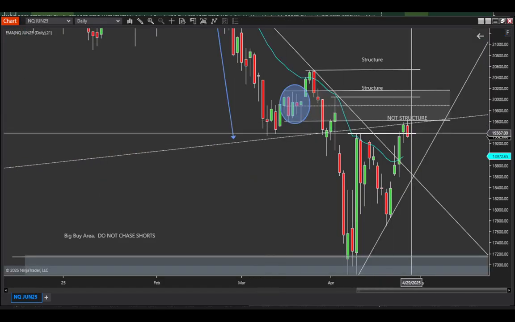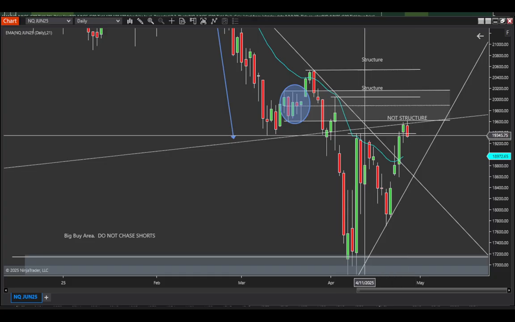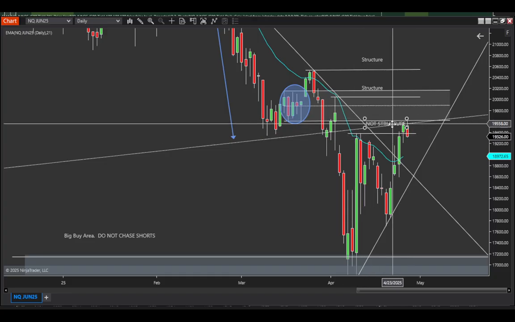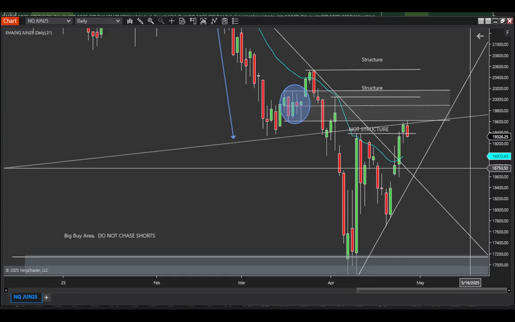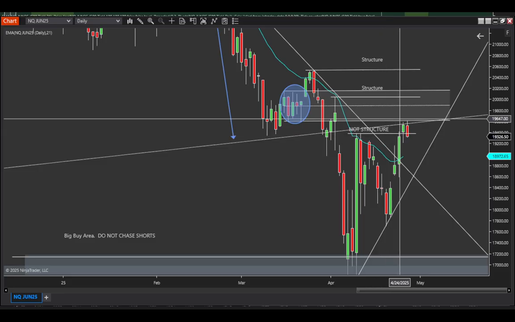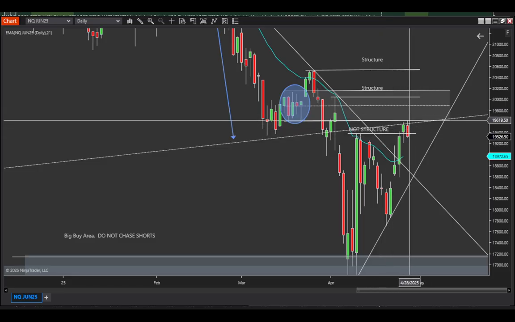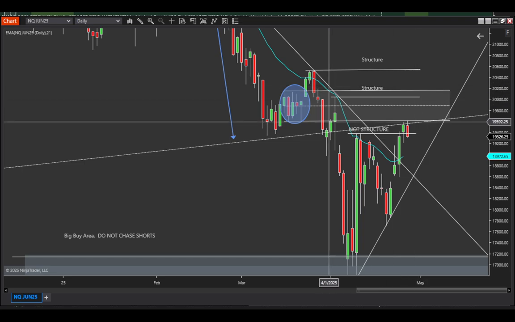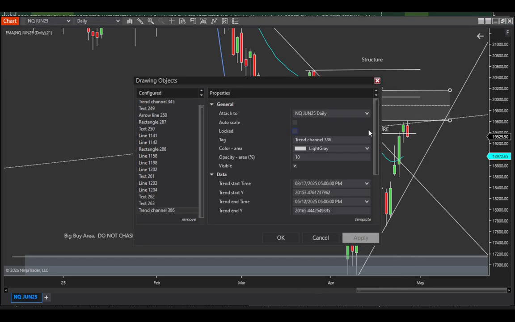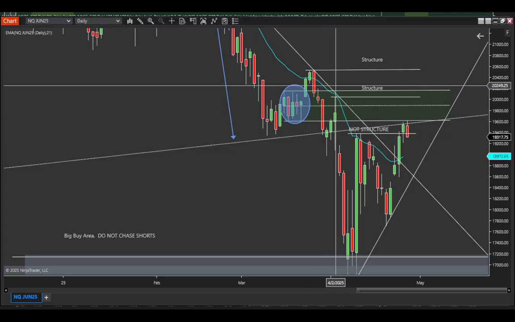Why is this significant, right? This level, this line is not structure. I put "not structure" here. Knowing that buyers are going to be chasing and trying to hold above here, there's not that much room for a reward because this zone is our rollover range. This green is our rollover range.